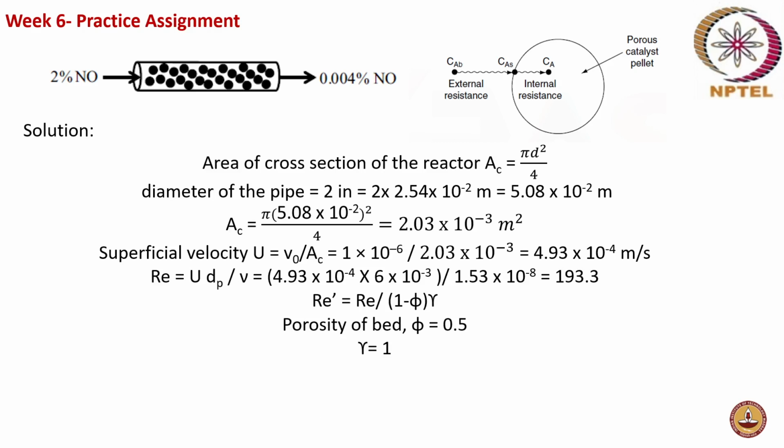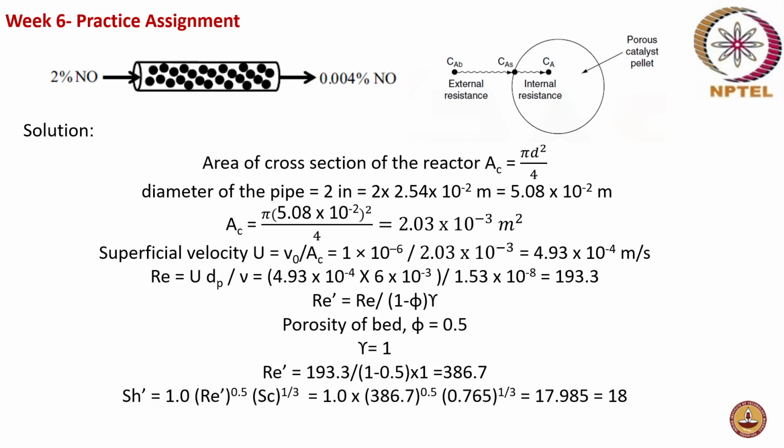And your sphericity or shape factor is equal to 1, since it is a spherical catalyst particle. Right. So, the modified Reynolds number is given by 193.3 divided by 1 minus 0.5 into 1, which is nothing but 386.7.